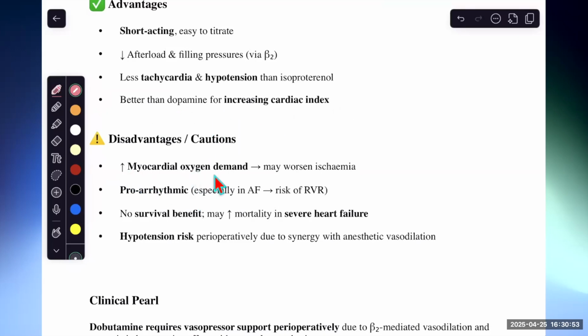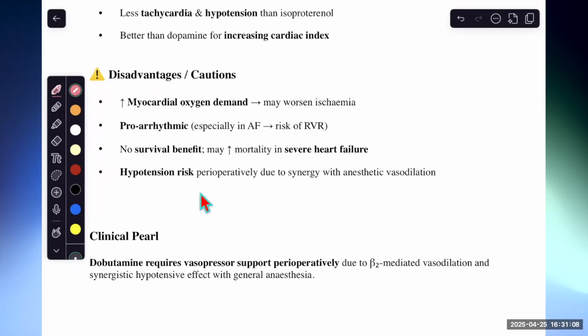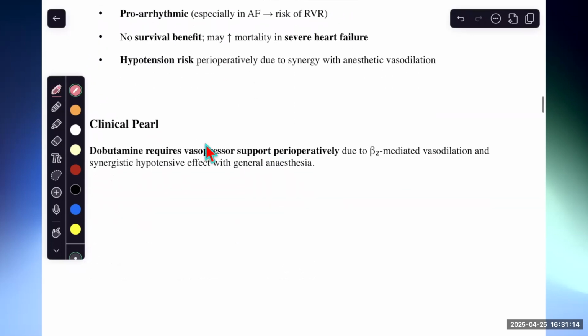Better than dopamine, of course, for increasing cardiac index. Increases myocardial demand also. It might worsen the ischemia, especially if the patient becomes tachycardic. Pro-arrhythmic, also because it increases heart rate. No survival benefit. And hypotension risk if you are using it in a huge dose with anesthesia vasodilators. Dobutamine required vasopressor support preoperatively due to beta 2 mediated vasodilatation. Synergistic hypotensive effect with general anesthesia.